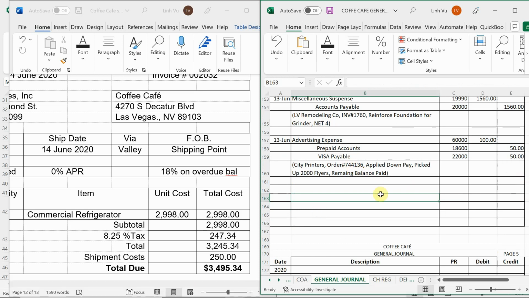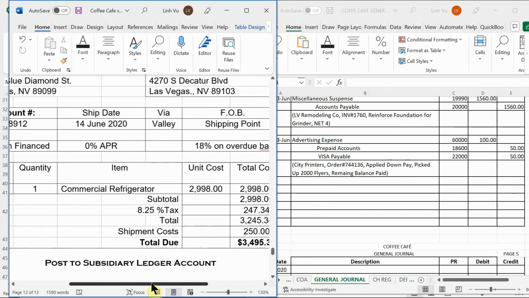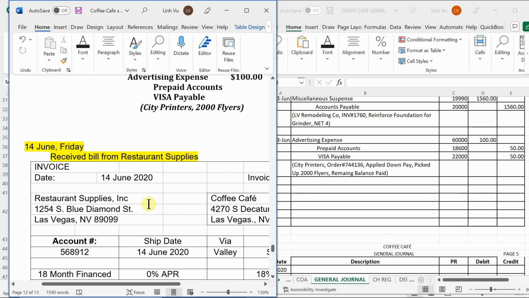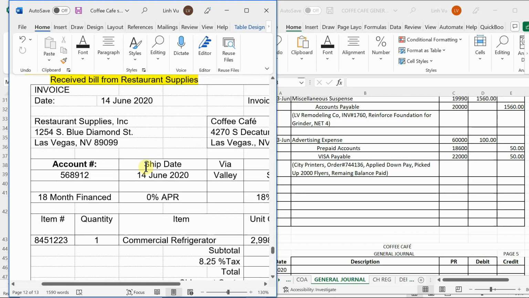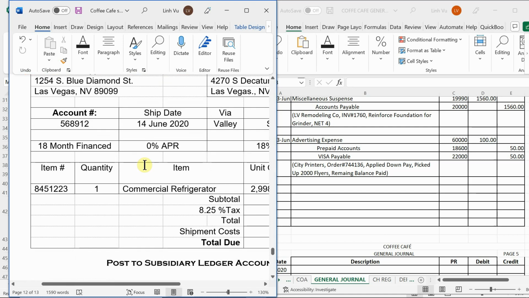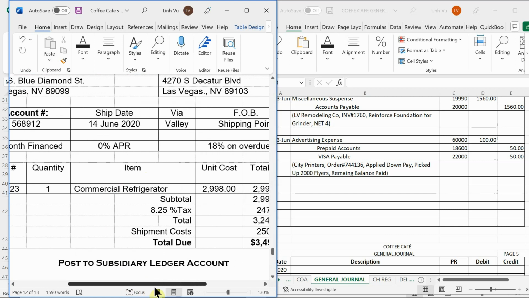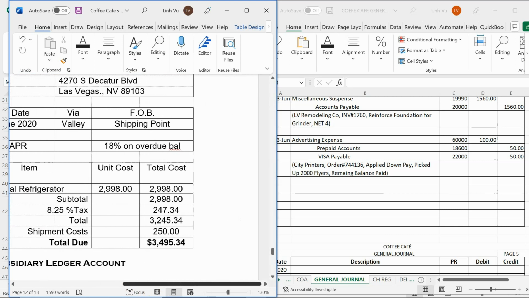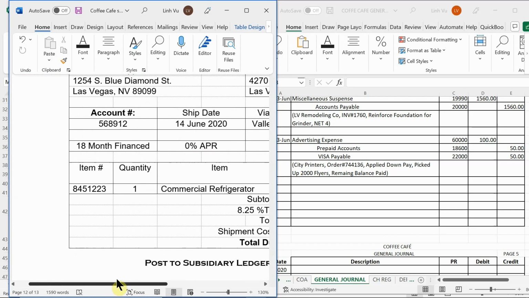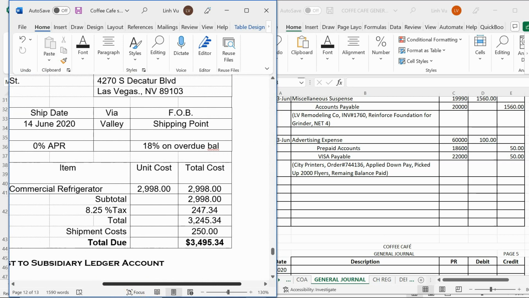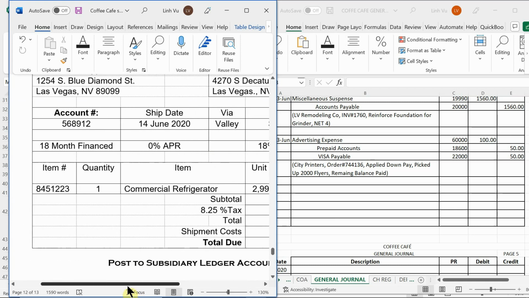The notes payable. Yes, because I financed it, right? I'm not required to make the payments until after the 18 months or whatever. I can choose to do that. Okay, and we're on the 14th now. We're on Friday. So in this case, that is absolutely correct. We're going to put it on a notes payable because I financed the refrigerator to make payments on it for however many payments I want to make. And I have 18 months, 0 APR with an 18% interest on any balances overdue.